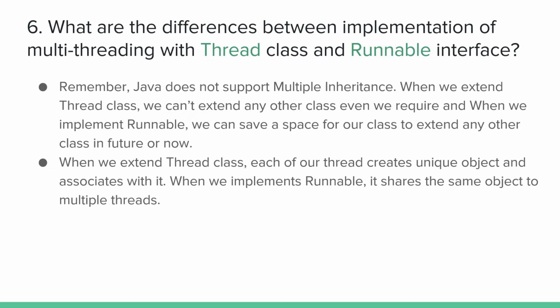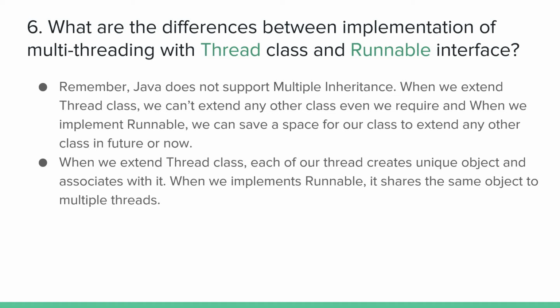What are the differences between the implementation of multi-threading with thread class or multi-threading with runnable interface? This is the question that we had in the previous one, and we had discussed what are the options available. And these 2 are the options. One, you can go with thread class, or other you can go with runnable interface. Remember, Java does not support multiple inheritance. This is such a common point.